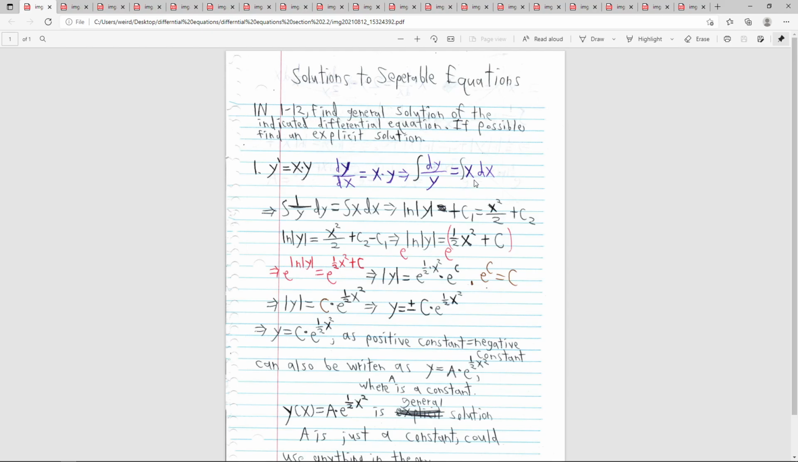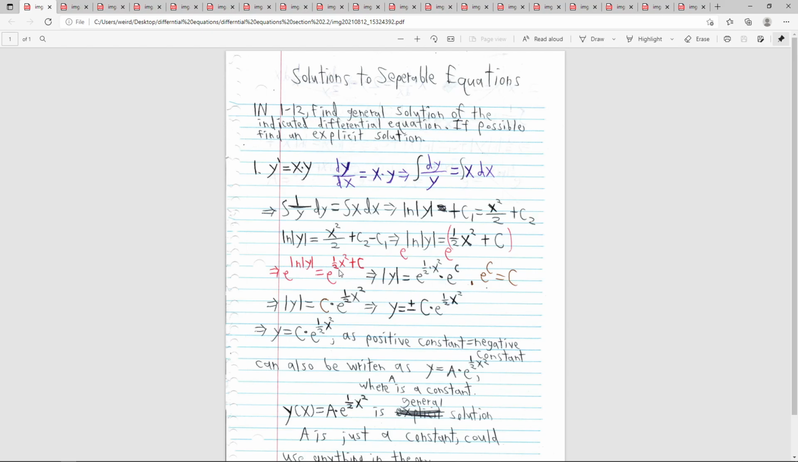I put 1/2 in front because the integral of x dx is x squared over 2. You have x to the 1 power, so you do 1 plus 1, so it's x to the 1 plus 1 power divided by the power plus 1. 1 plus 1 is 2, so it's x squared over 2, just as a quick refresher. But we basically cancel out the natural log by raising both sides to e, the natural exponential. So we get the absolute value of y equal to e to the 1/2 x squared times e to the constant c.